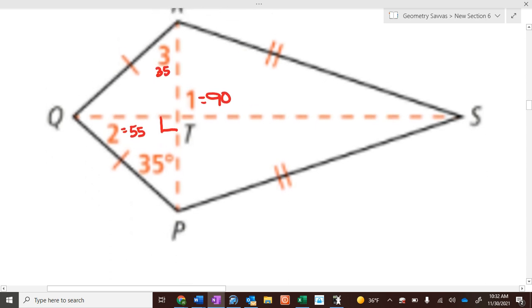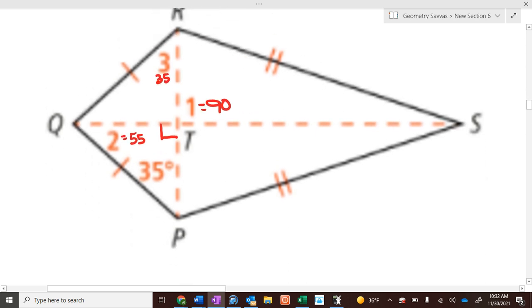And let's see why. 55 is the same on the other side, because they're equal. Okay, why are they equal? This triangle here and this triangle here are congruent. Why are they congruent? Because they each have a hypotenuse that is congruent and a leg that's congruent. So by hypotenuse leg, if this is 35 down here, this is 35 up here. So if this is 55 here, this is 55 here.